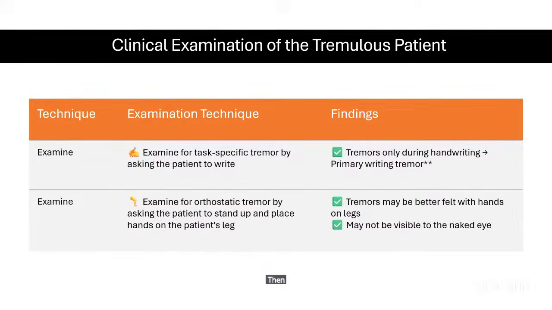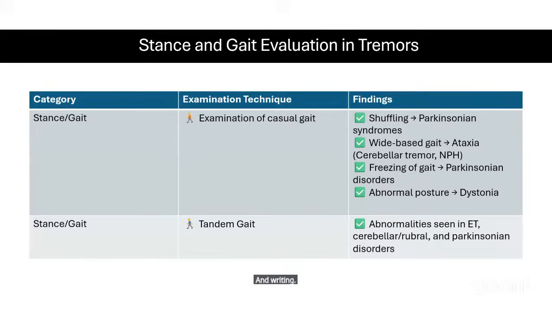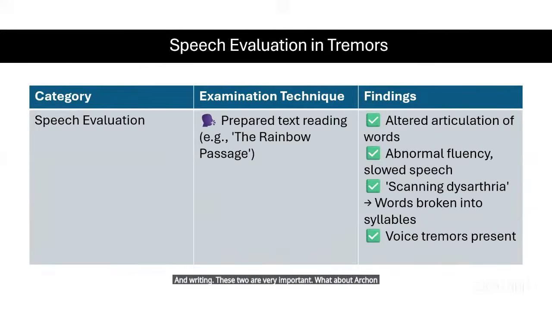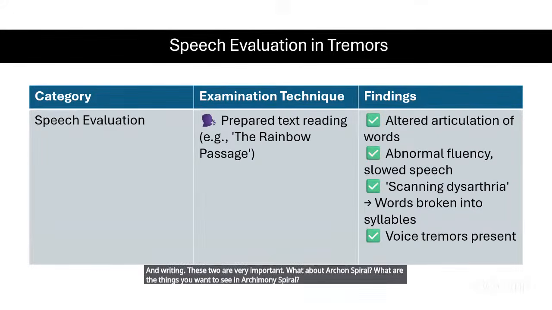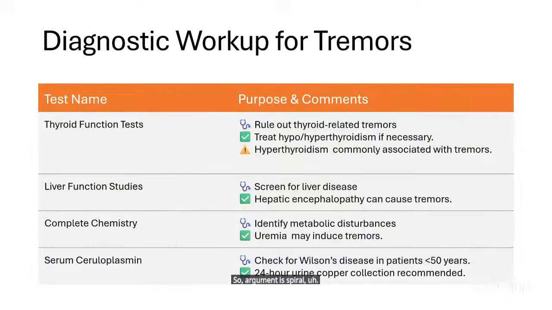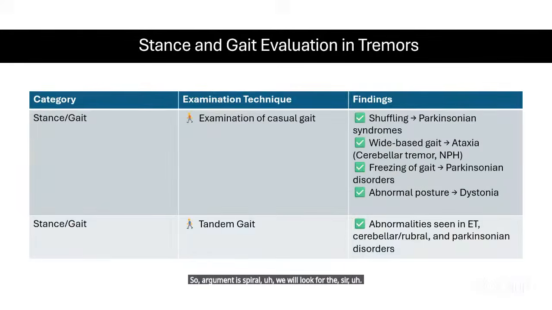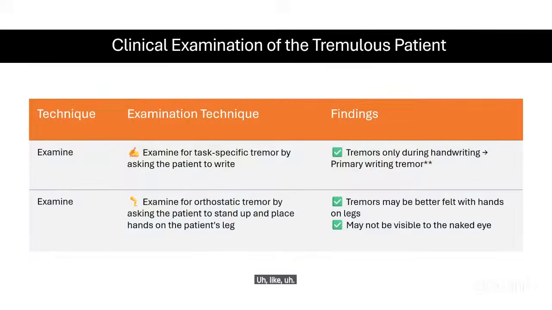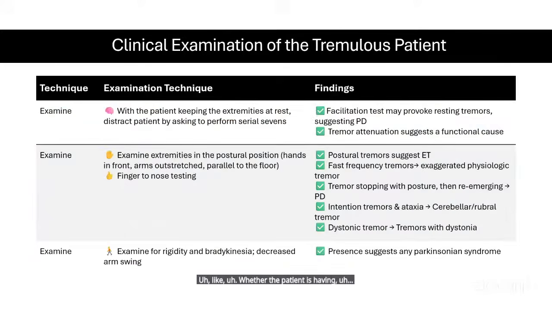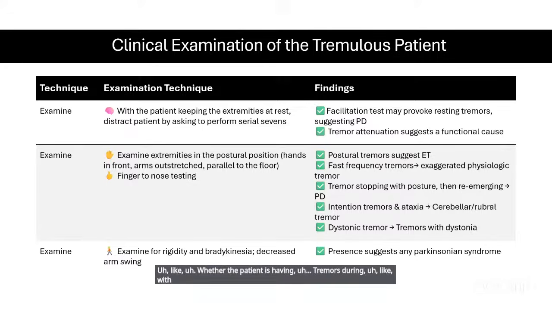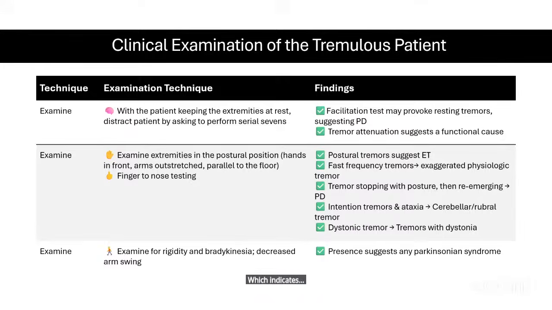Then we do the Archimedes spiral and handwriting. These two are very important. What all things do you want to see in the Archimedes spiral? We look for whether the patient is having tremors, and whether an axis is present, like 10 to 2. When the axis is 2 to 8, it indicates essential tremor, more likely to be essential.